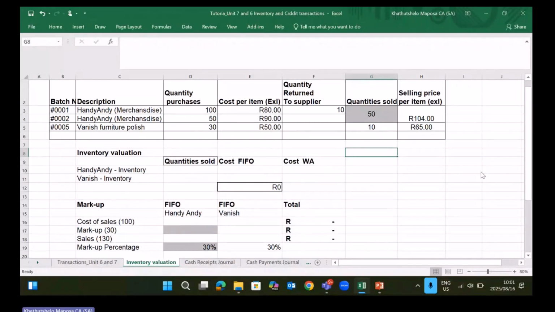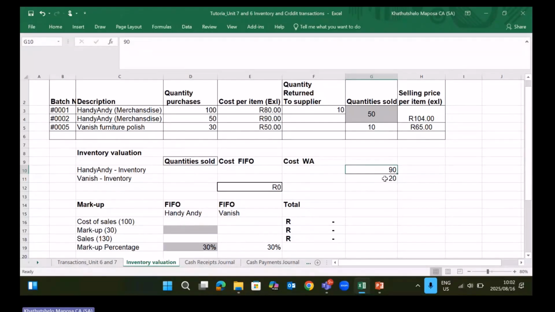So for the Andy, we're left with, she said, 90. We're left with 90, and for the vanishes, we're left with 20 because we have sold 10. Is there anyone who disputes these two figures that Patu has just given us? It seems like there is no dispute.